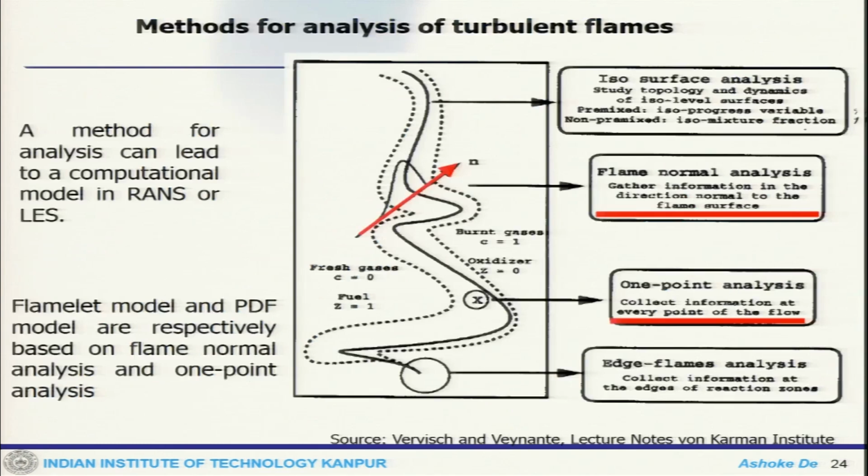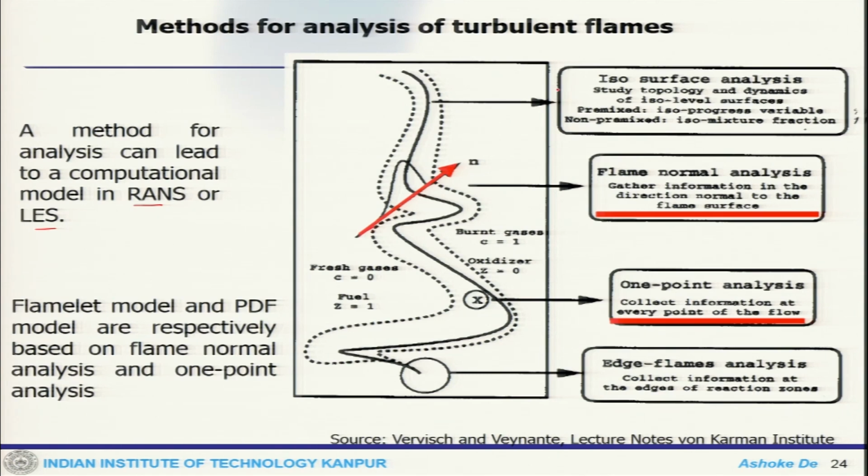So, if we put these things together, there are different methods for analysis of this turbulent flame. Depending on the method, the RANS or LES treatment would also change. Now, one option is that this is typically a flame front, and this is the normal across the flame front.